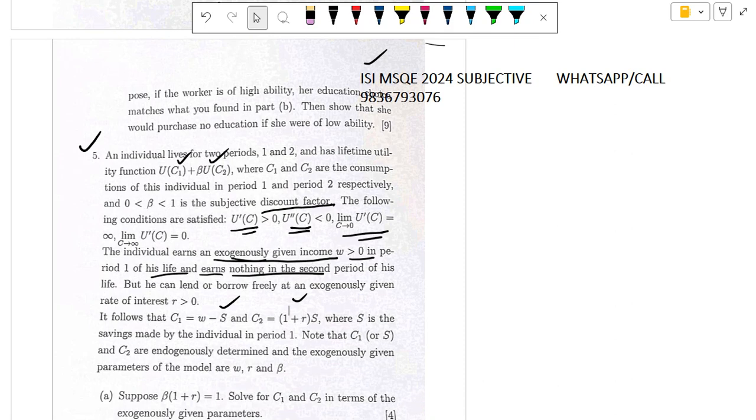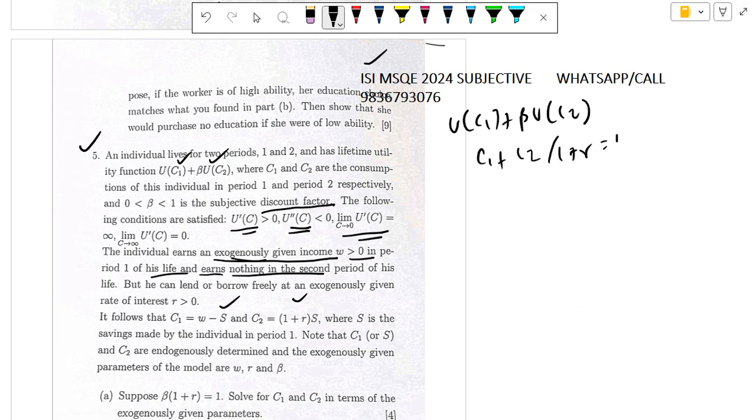So a lot of things are given. The structure and the pattern, everything is clear. So directly jump into the solution here. The lifetime utility function is u(c1) plus beta u(c2). The budget constraint will then be c1 plus c2 over (1 plus r) equal to w.